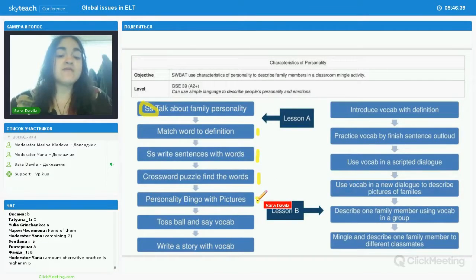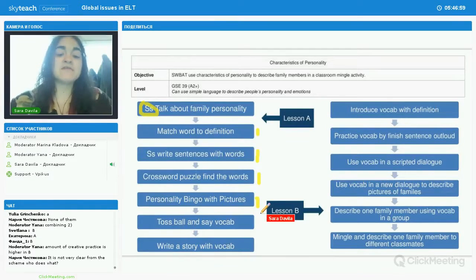This is also true of our personality bingo. Our students will be looking at pictures and they'll be clarifying that they understand the vocabulary by matching these different pictures to the language of personality characteristics that we introduced at the beginning of the lesson. It's developing our understanding of, do we understand these vocabulary words?